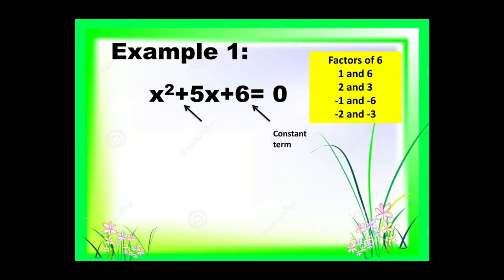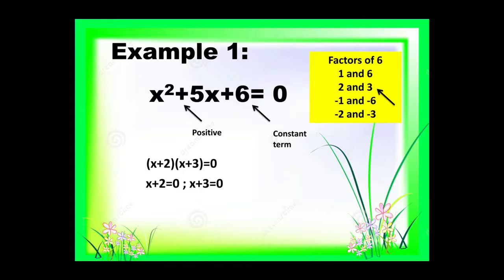Our guide is the sign of the middle term, which is positive. Since we have positive, we are going to think of numbers when you multiply the answer is positive 6, and when you add the answer is positive 5. We have 2 and 3. 2 plus 3 is equal to 5, and 2 times 3 is equal to 6. So we will be having the quantity of x plus 2 times the quantity of x plus 3 is equal to 0. We need to equate the two factors to 0.